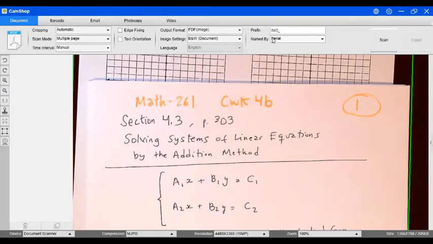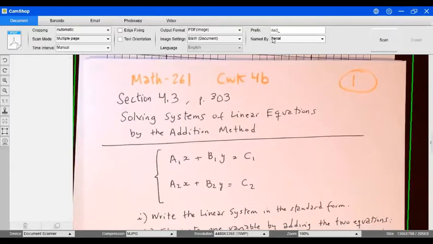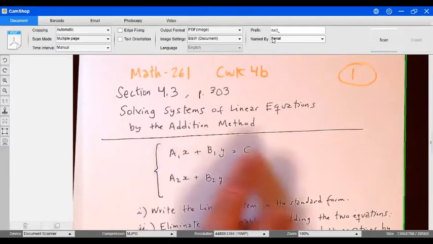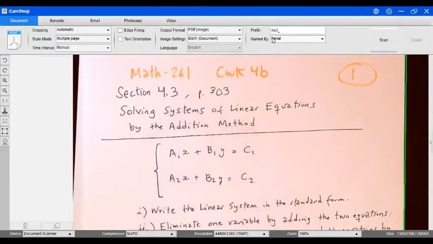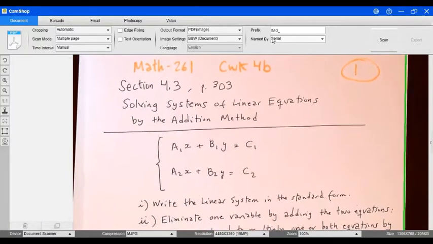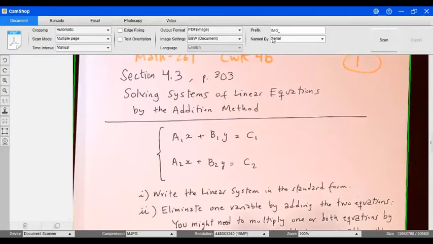So to work on these systems, we need to write the system using the standard form for the linear equation. So that's the first step. We need to have the equations in this way. Then we're going to eliminate one of the two variables. We can either eliminate x or y. And we're going to do that just by adding the two equations.